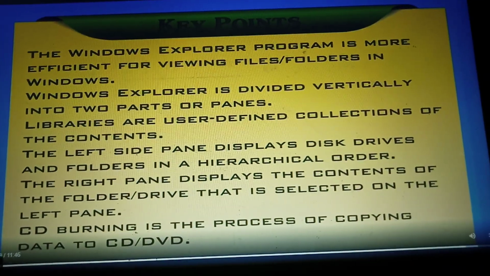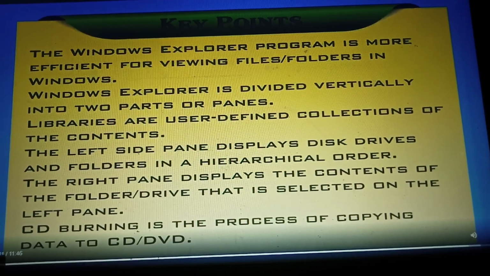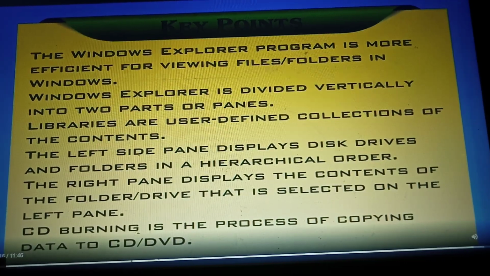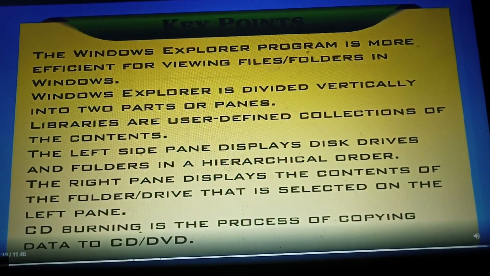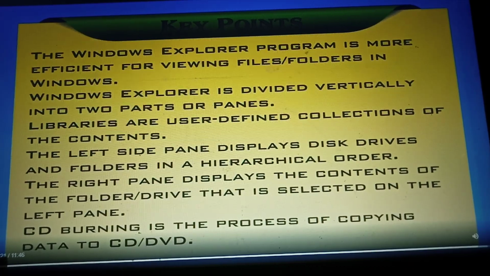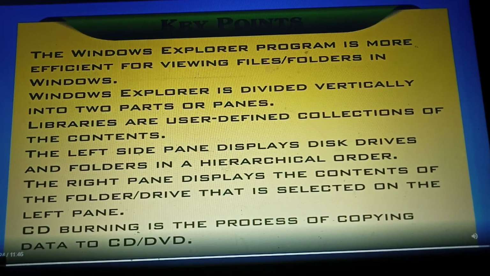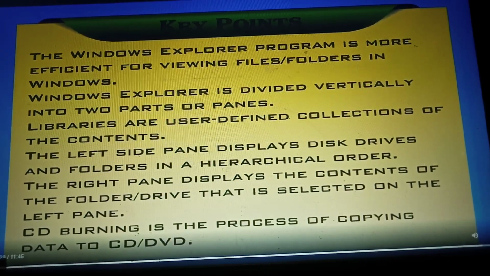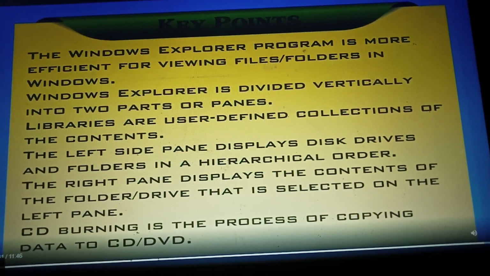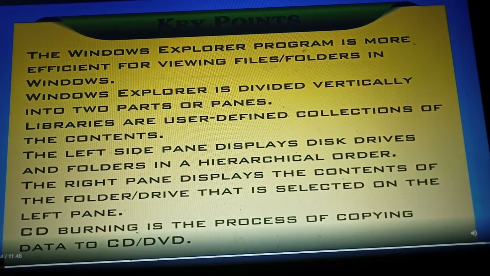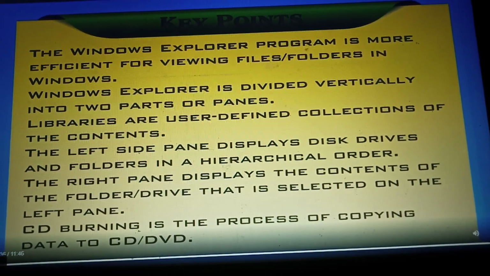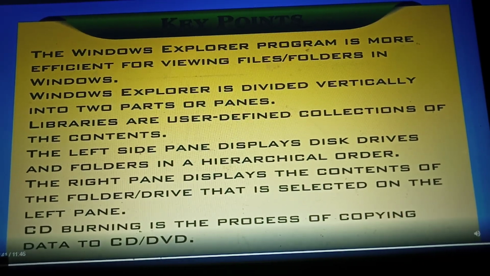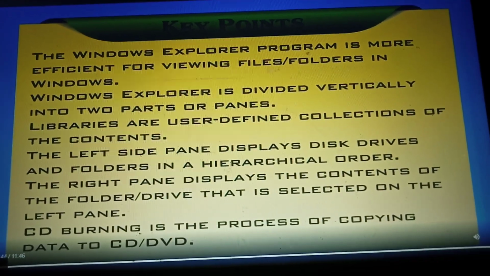Key points. The Windows Explorer program is more efficient for viewing files or folders in Windows. Windows Explorer is divided vertically into two parts or panes. Libraries are user-defined collections of the contents. The left side pane displays disk drives and folders in a hierarchical order. The right pane displays the contents of the folder or drive that is selected on the left pane. CD burning is the process of copying data to CD or DVD.